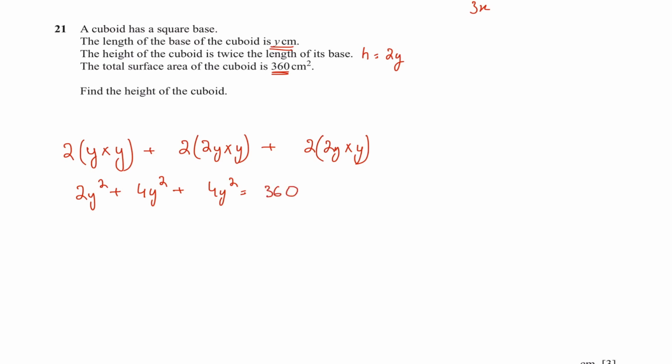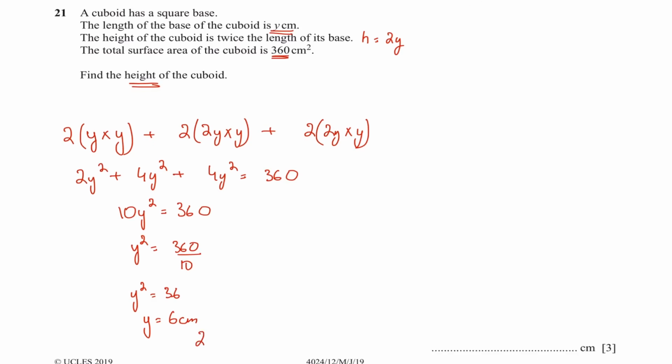So 4 plus 4 is 8, 8 plus 2 is 10. So 10y square is equal to 360. Y square is equal to 360 divided by 10. So y square is going to be equal to 36, and y is equal to 6 centimeter. Now at this point, let's not get carried away and see what the question is asking for. The question is asking for the height, which we saw is going to be equal to twice the length. So the height is going to be equal to 12 centimeter.